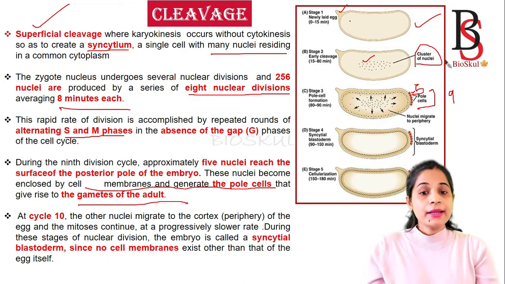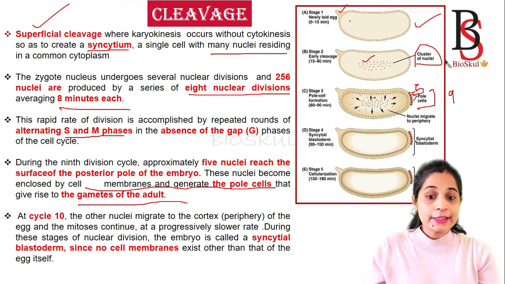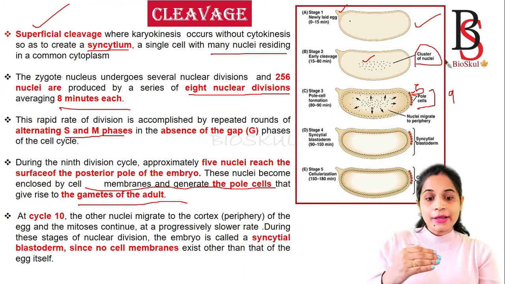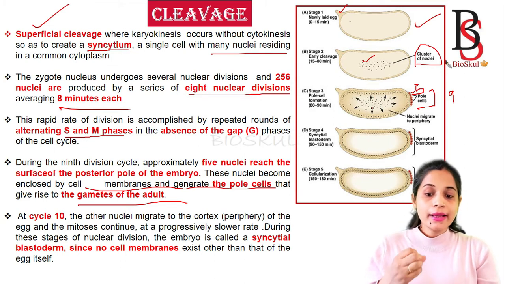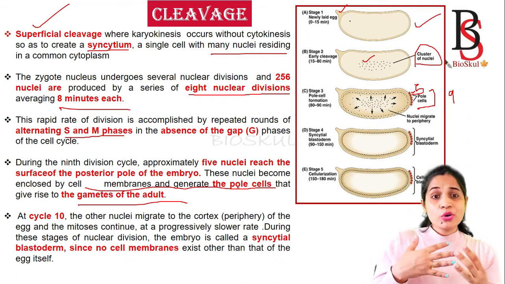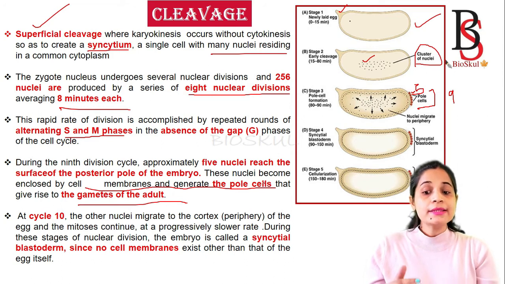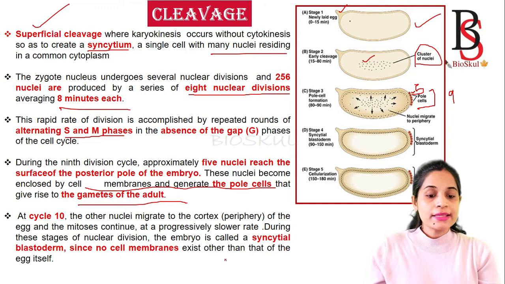Then at cycle 10, what happens? The other nuclei, which are present at the center, start to migrate to the periphery of the egg, and the mitosis continues, but at a comparatively slower rate. During this stage of nuclear division, the embryo is called the syncytial blastoderm.